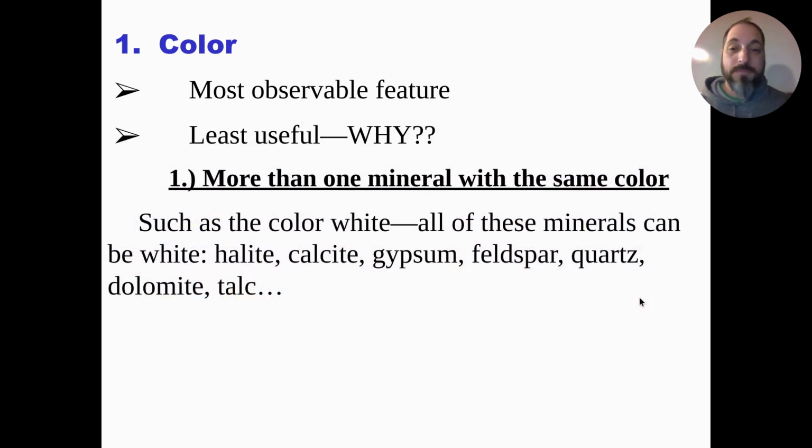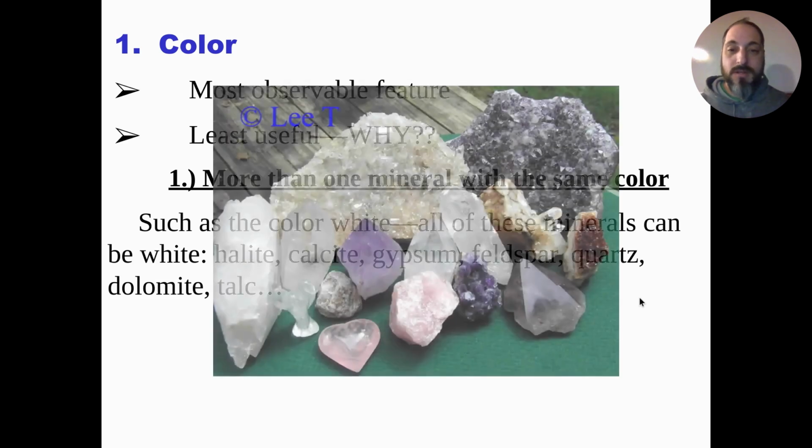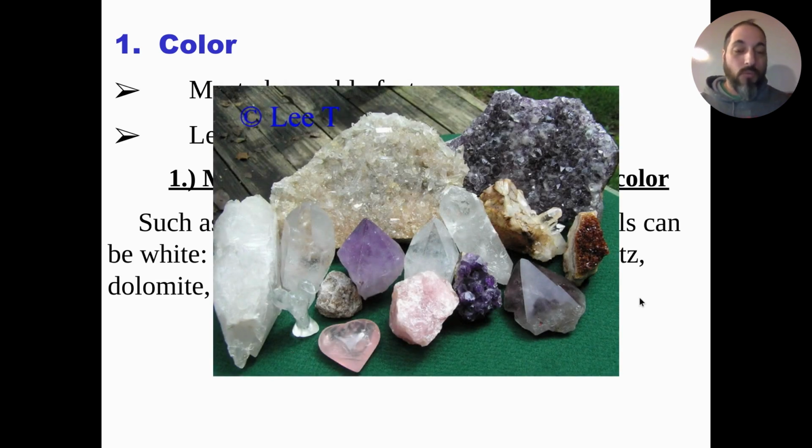One color that pops up all the time is white. Lots of minerals are white: halite, calcite, gypsum, feldspar, quartz, dolomite, talc, all these different minerals are white. So just going off the color is not going to tell us a whole lot about what the mineral is. The other thing is, one type of mineral can be multiple different colors.